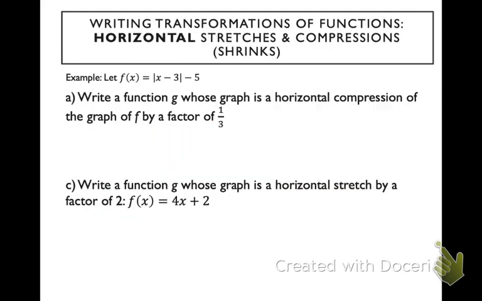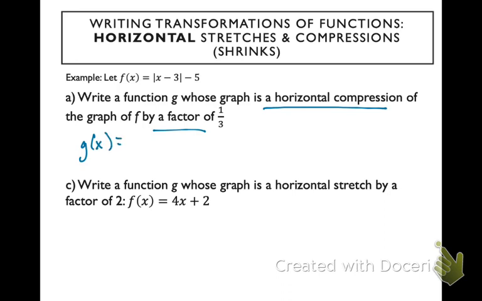So now let's do horizontal stretches and shrinks or compressions. So we're going to write a function g whose graph is a horizontal compression of the graph of f of x by a factor of 1/3. So f of x equals the square root of x minus 3 minus 5.